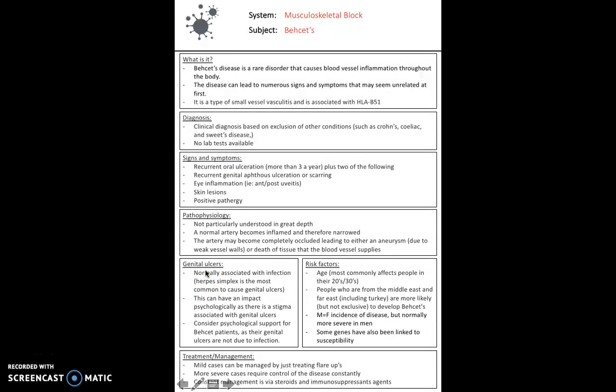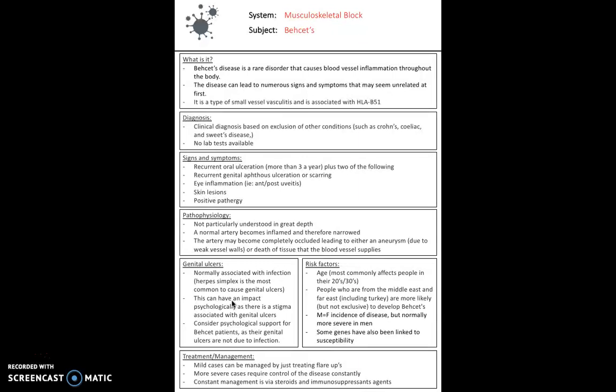One important thing to consider with the diagnosis of Behcet's is if your patient's got genital ulcers, these are normally associated with infections such as herpes simplex. Now there's quite a stigma around this in the social aspect of this condition, and obviously in Behcet's these genital ulcers are not caused by infections, so it's important to provide psychological support to the patient as well, especially if they're with their partner, and to give support in that respect as well as medically managing the condition.